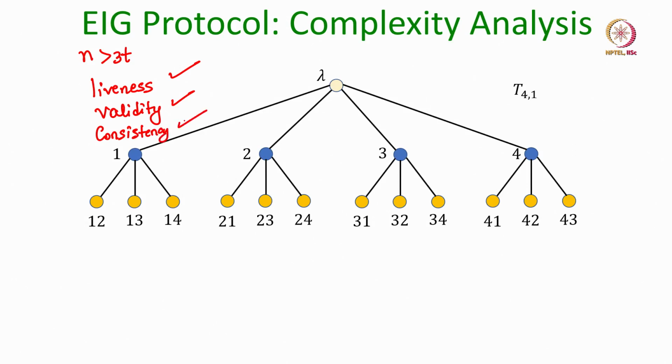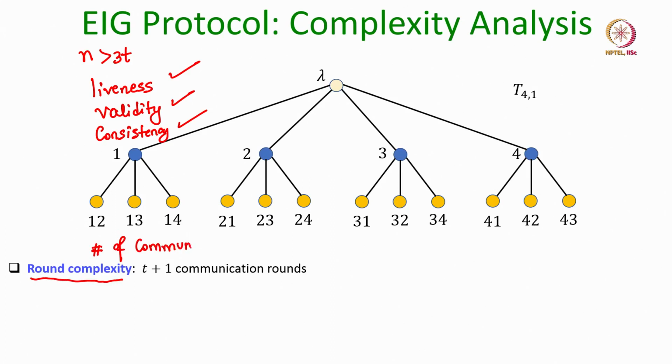Now, let us do the complexity analysis. How many communication rounds are required? That is called the round complexity, the number of communication rounds. So, there are t plus 1 communication rounds in the protocol, that is why the round complexity is t plus 1.